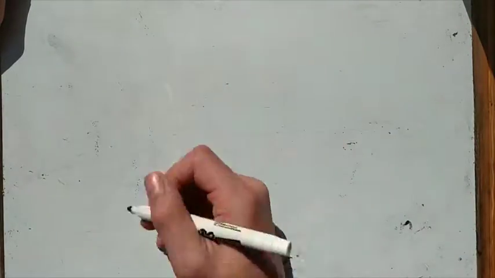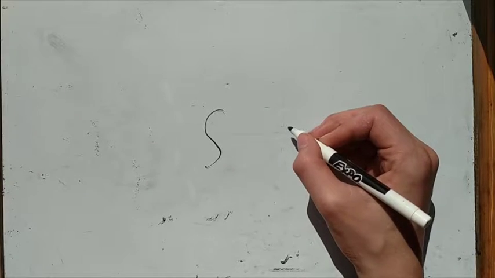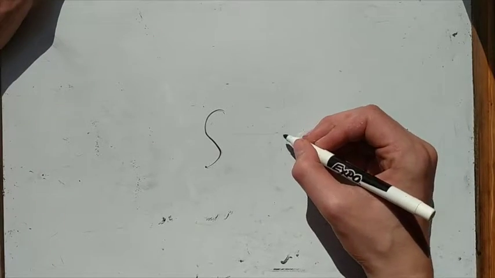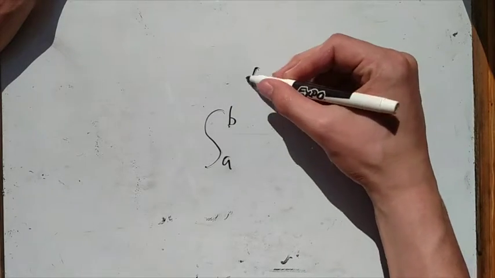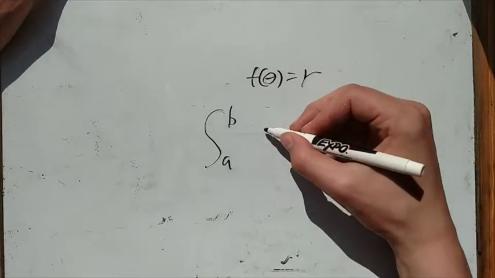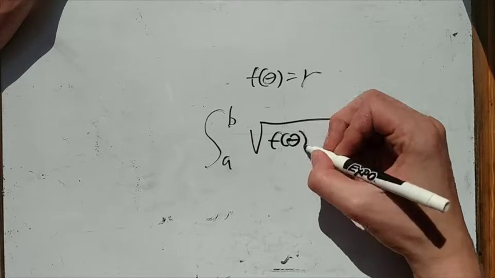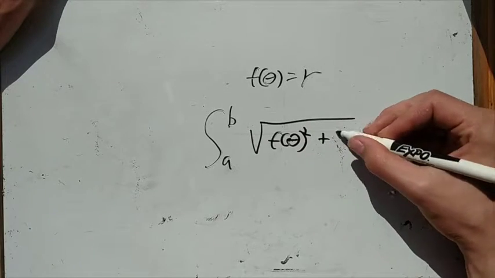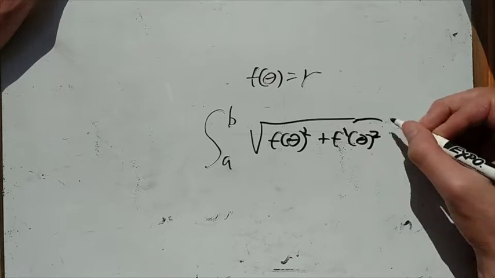And the final one, for calculating arc length in polar coordinates from a to b, where f of theta equals r, is the square root of f of theta squared plus the derivative of f of theta squared, d theta.